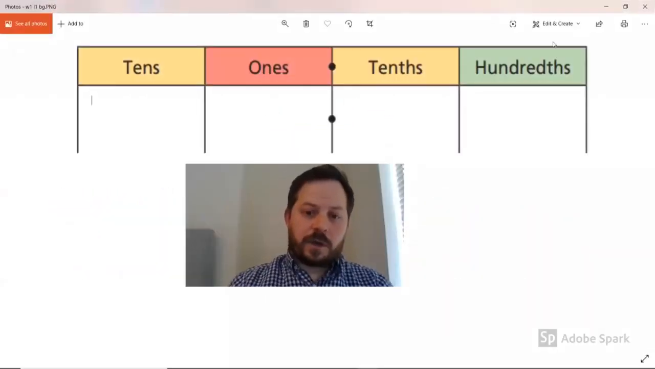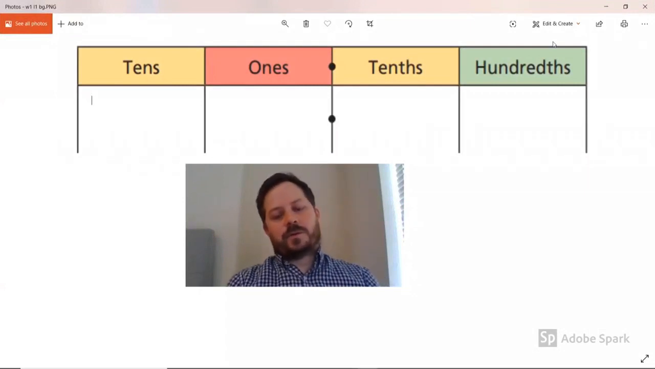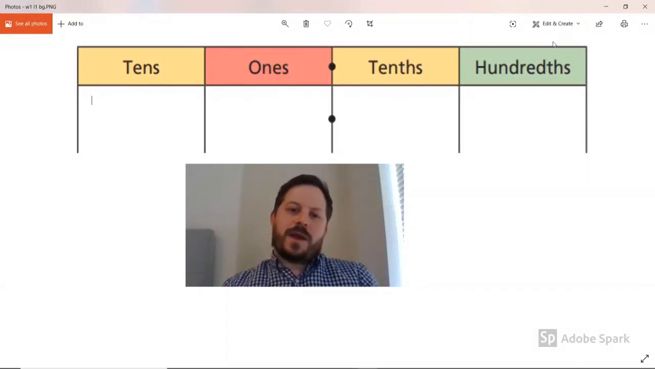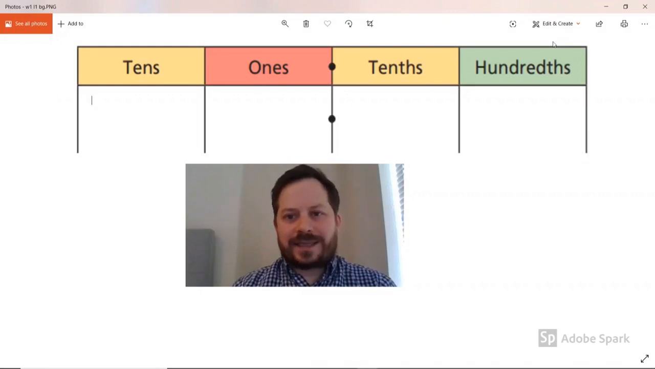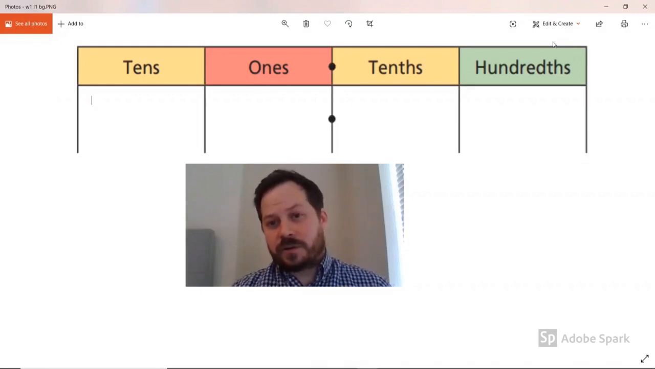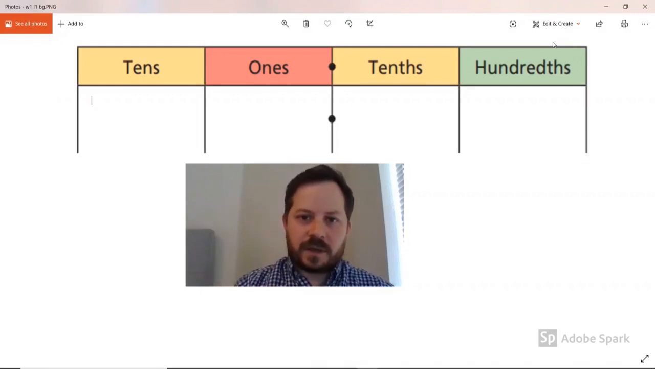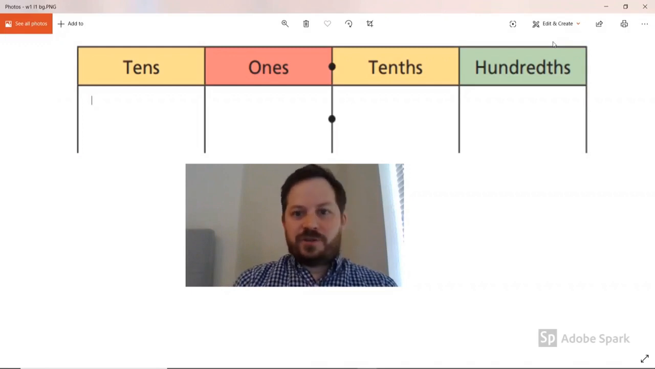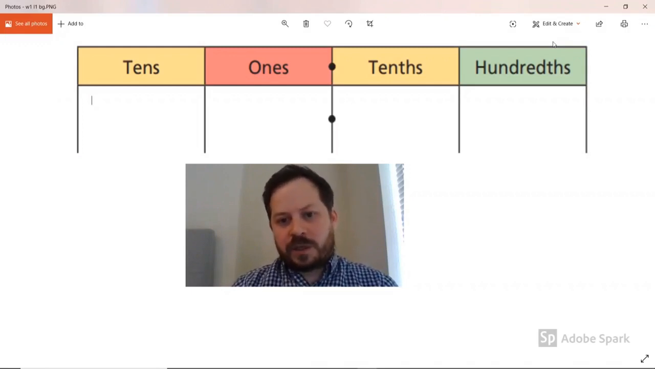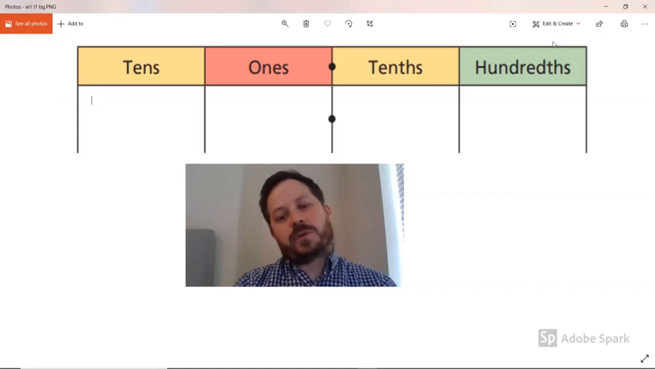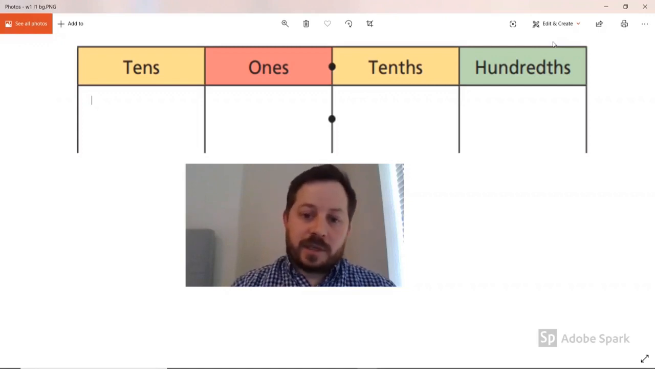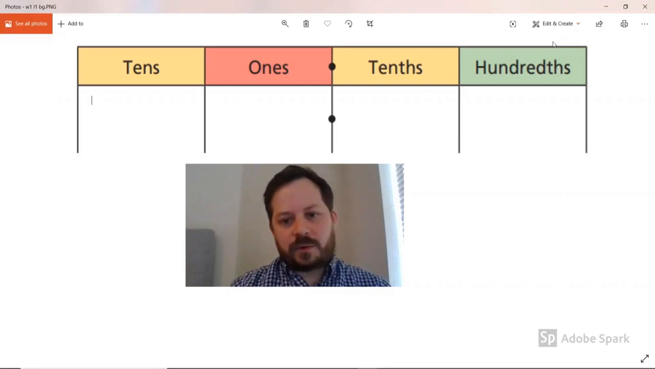Hello, Year 4. So today we're going to continue on learning on decimals, and we are going to look at how we place hundredths into our place value grid above us. This is useful because when we talk about place value and when we talk about hundredths, quite often we see them in terms of fractions or in terms of written words in word problems.